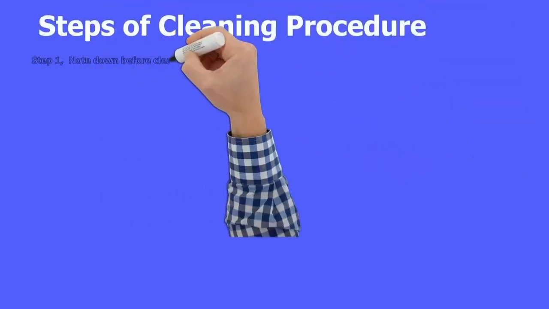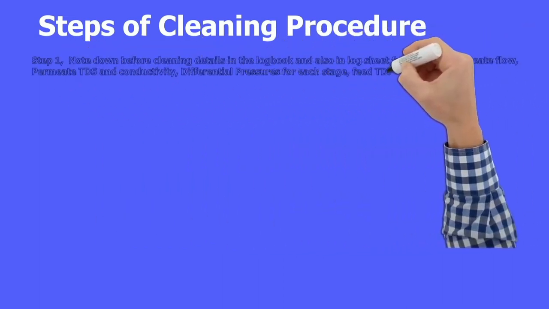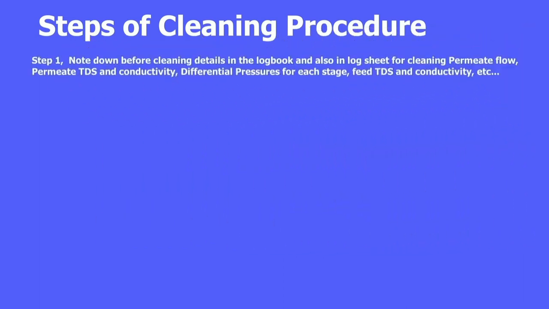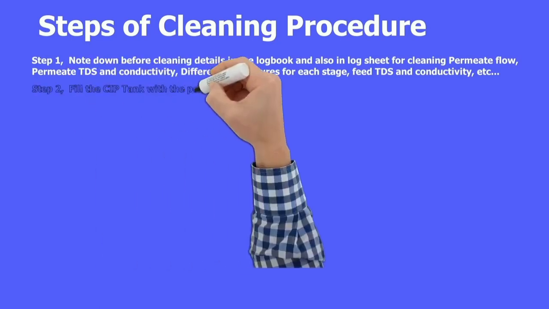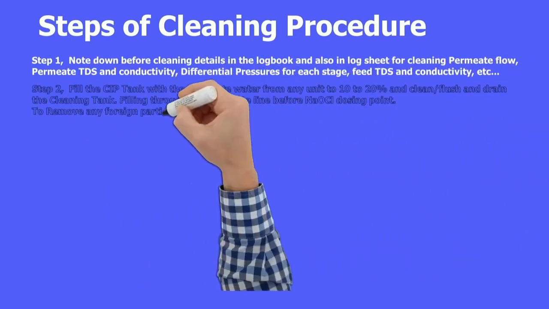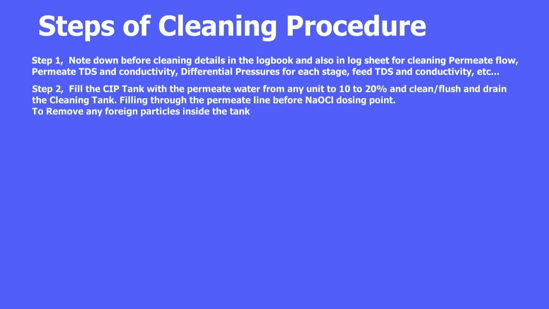Step 1, note down the details before cleaning in the logbook and also in the log sheet for cleaning: permeate flow, permeate TDS and conductivity, differential pressures for each stage, feed TDS and conductivity, etc. Step 2, fill the CIP tank with permeate water from any unit to 10 to 20% and clean, flush and drain the cleaning tank. Fill through the permeate line before the NaOCl dosing point, to remove any foreign particles inside the tank.